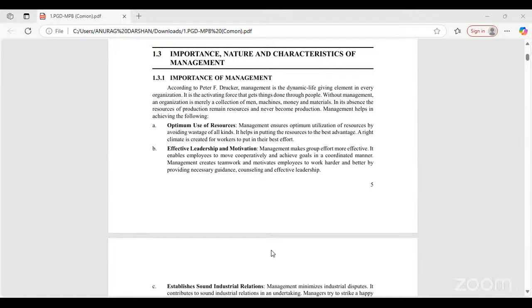So, what is the first step? Optimum use of resources. Now, what do you mean by optimum utilization of resources? See, when you're not utilizing the resources, what happens? Automatically, you're wasting the resources. You already bought the resources, you spent money, and you're not putting them to use. What happens? This expenditure will try to increase the overall cost of production.